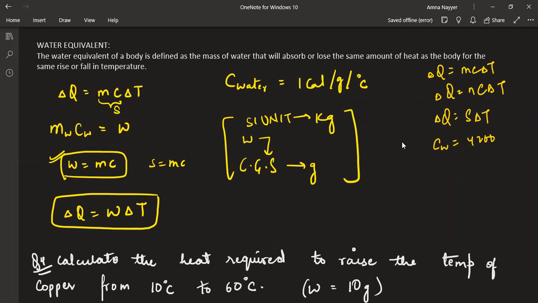Now we are writing delta Q is equal to same thing, S delta T, but this S is for water now. So whatever mass of water is given to you, multiplied with the specific heat of water, which you already know is 4200. So this is exactly just specifying this term for water. It's like you're putting delta Q is equal to M C delta T, so C will be C of water, like this. Now this question is based on this.